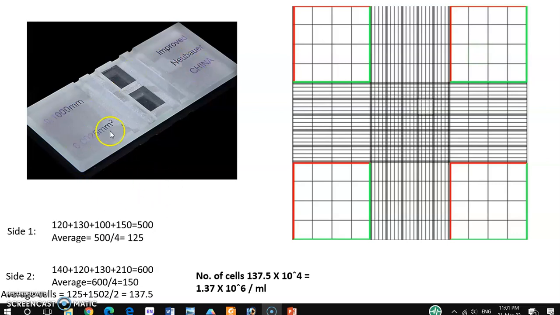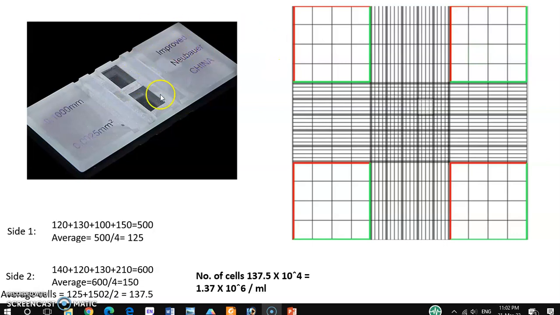So this is the hemocytometer, how it looks. In the middle part there are two transparent parts, and in these you have to add your cell suspension, and after that cover it with a cover slip. You have to make sure that there are no bubbles in between. If bubbles are there, it influences your cell counting process.